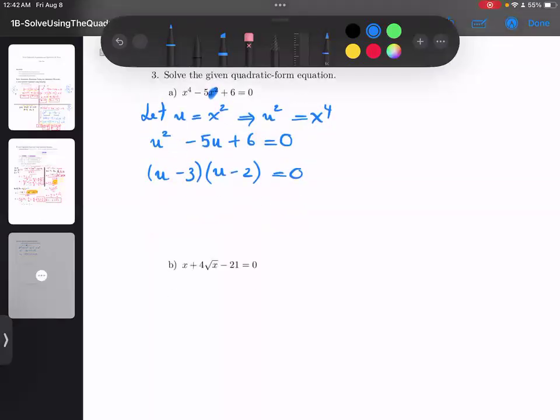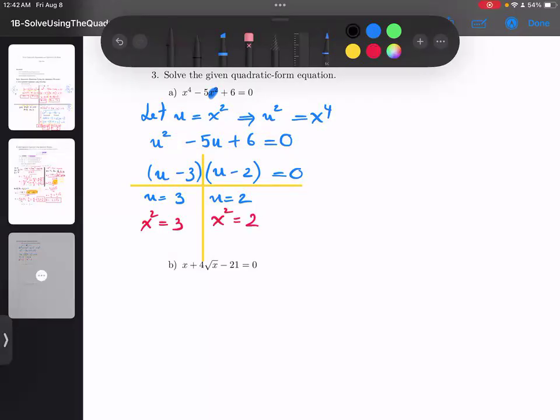So this is u equal 3 or u equal 2. But remember, we're not solving for u, we're solving for x, right? So we have to plug x back. In the beginning, we let u equal x squared. So wherever you see u, you replace it with x squared. So x squared equal 3 and x squared equal 2. And then you solve for x.